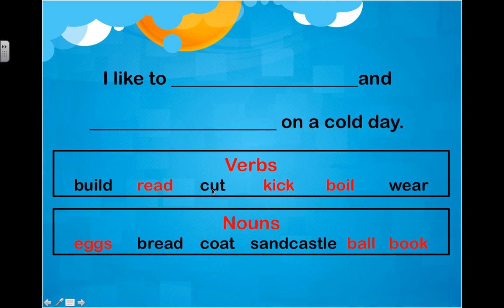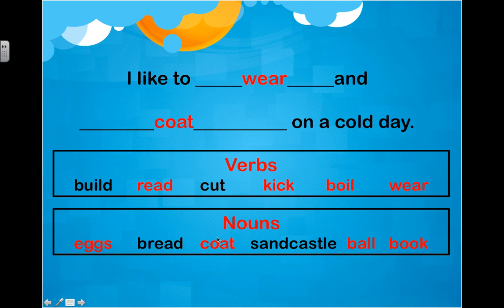Let's see, cut. I like to cut on a cold day? No. I like to wear. Now let's think about that. I like to wear. Oh, you know what? Sometimes writers make mistakes. I think it's wear, and I think this word should say a. Because look here, I think this word should be coat. This doesn't make sense because they have and. I like to wear and coat on a cold day. I think it should be I like to wear a coat on a cold day.